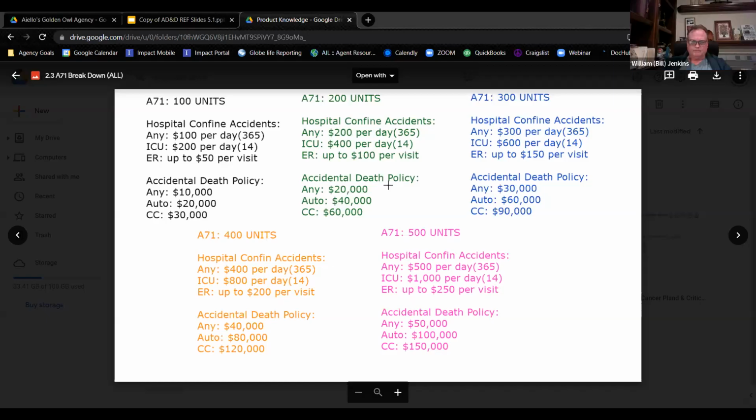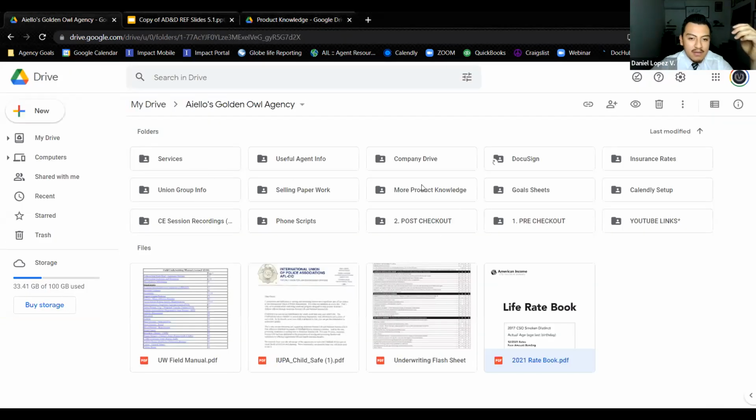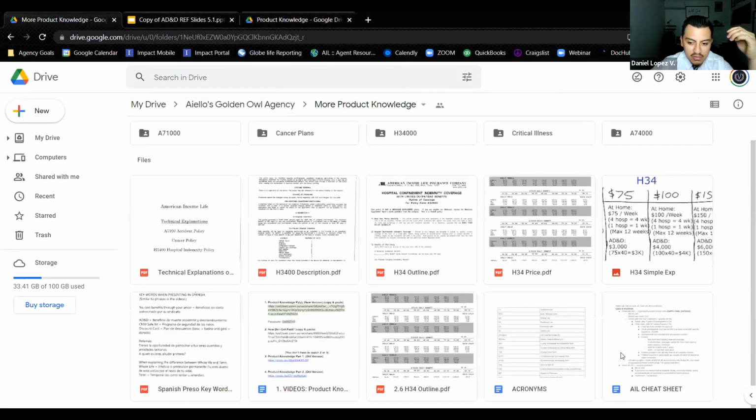There's also a document on the drive that has all the abbreviations, so you can reference it. Yeah, we went over that when you were out. It has the abbreviations of everything that we've done, which we're gonna go over. Let me see more product knowledge. Acronyms.